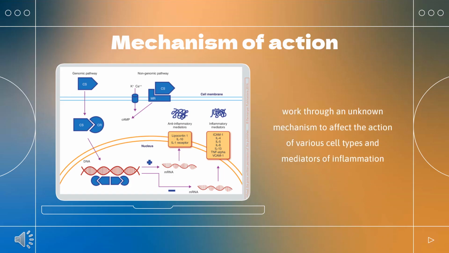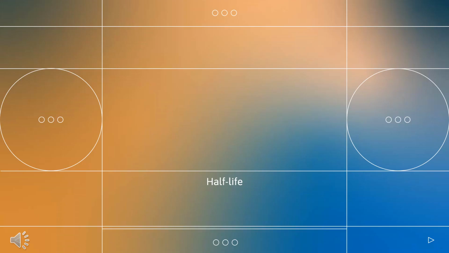How does fluticasone work? Fluticasone furoate and fluticasone propionate work through an unknown mechanism to affect the action of various cell types and mediators of inflammation. In vitro experiments show fluticasone furoate activating glucocorticoid receptors, inhibiting nuclear factor kappa B, and inhibiting lung eosinophilia in rats. Fluticasone propionate performs similar activity but is not stated to affect nuclear factor kappa B.